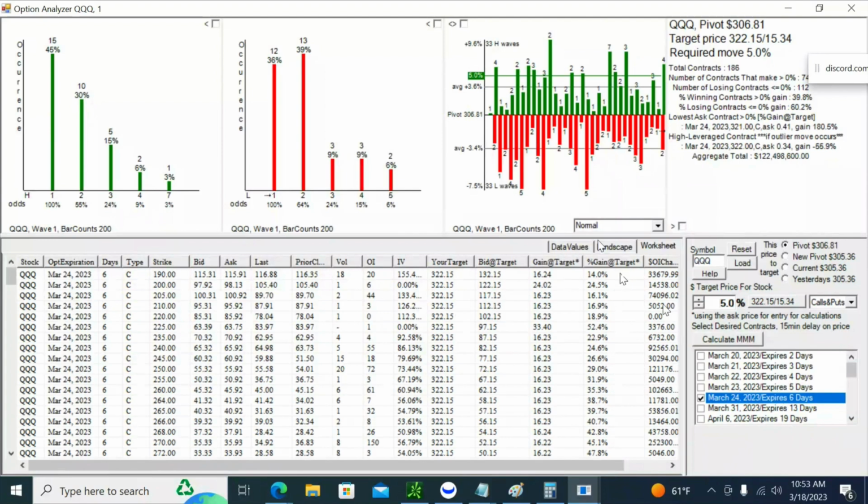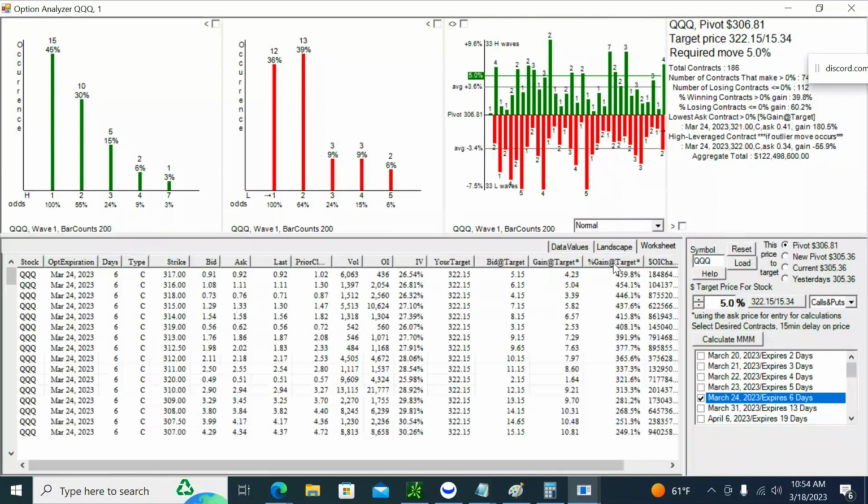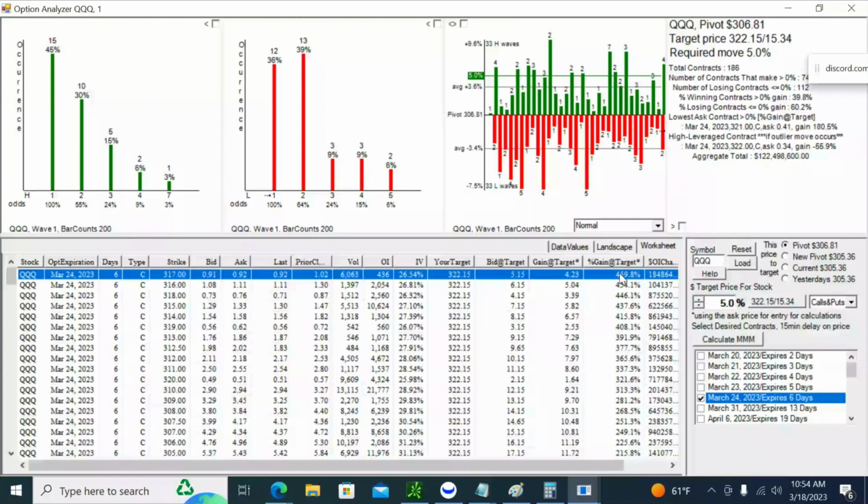And now it's figured out all the upside and downsides. We click the percent gain at target. So if we had an upside move to 322.15, and we're currently at 305.36, which would be a big move, then this contract here would have the most gain. If paying 92 cents for it, the bid would move up to $5.15. It'd be a 4.23 point move up.